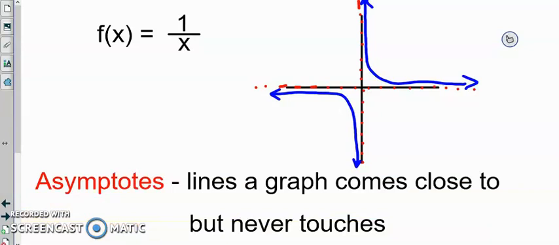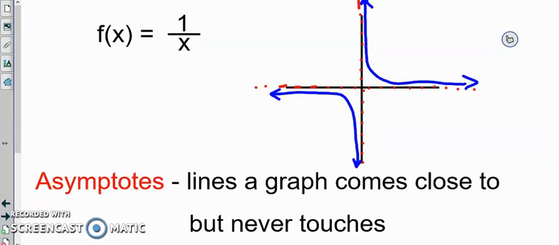Asymptotes. What are these things? They sound weird. They sound like something crazy. If you're not careful, you might say it wrong, so do the right thing and say it right. Asymptotes. Asymptotes are lines a graph comes close to but never touches. So your function will always come close to these lines, but will never touch them.